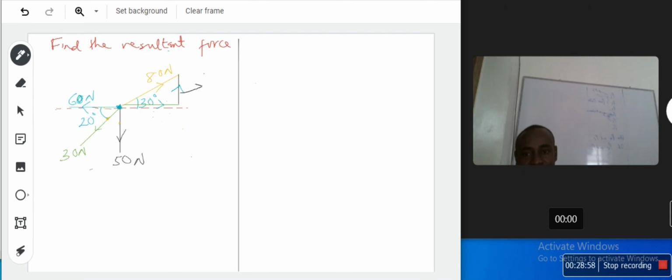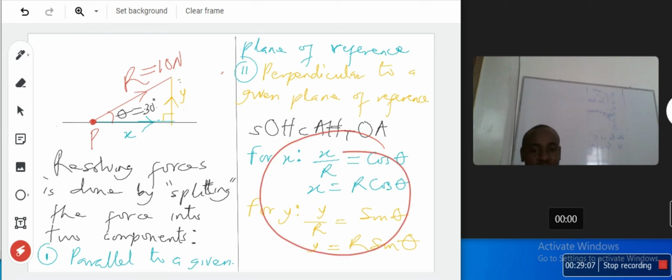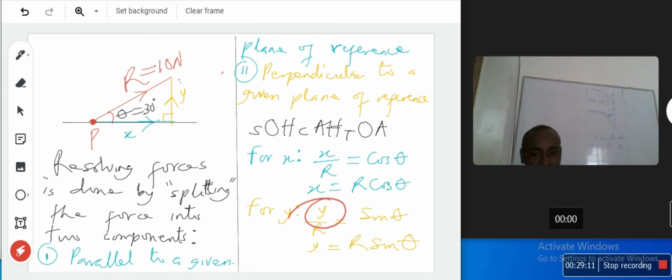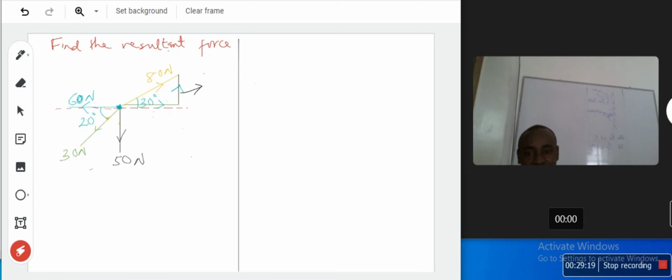Without having to go through trigonometry ratios, can you just recall what we said on page 2 of 4? For the one that is opposite, you use r sine theta. For the one that is adjacent, you use r cos theta. So the black one, this black line, will be r sine theta. In other words, 80 sine 30, because the r is 80.